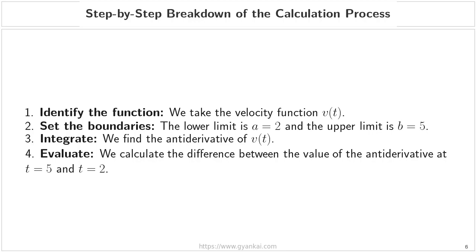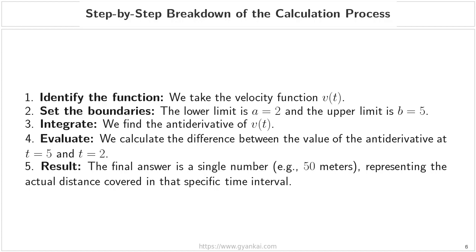Step 4, evaluate. This is the key step that turns the antiderivative into a number. We now take our antiderivative, capital V of t, and evaluate it at both the upper and lower limits of integration. That means we calculate V of 5, the value of the antiderivative at t equals 5, and V of 2, the value of the antiderivative at t equals 2. Then, we subtract the value at the lower limit from the value at the upper limit, V of 5 minus V of 2. This subtraction is what gives us the definite numerical value.